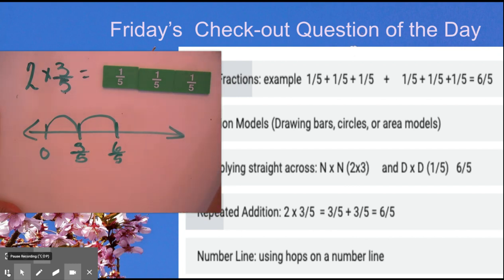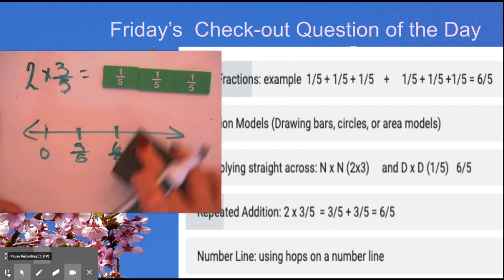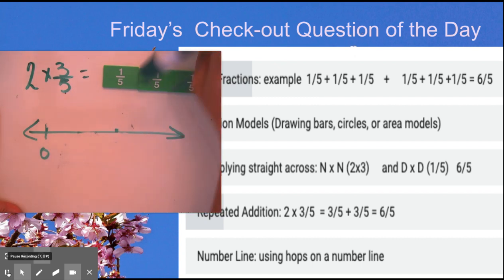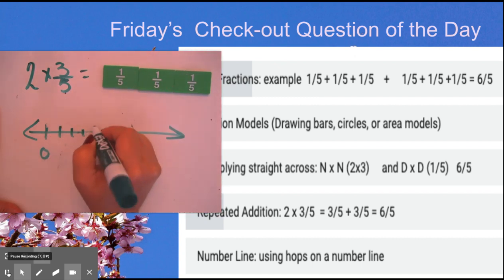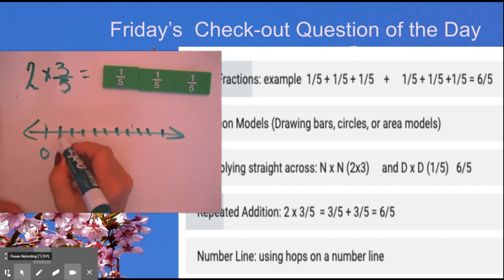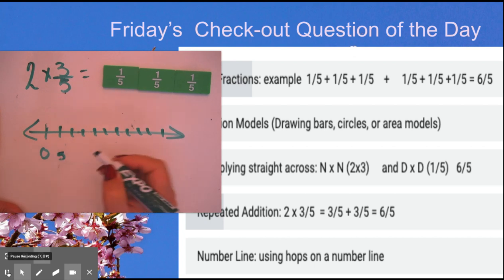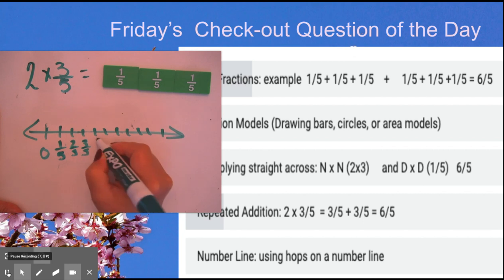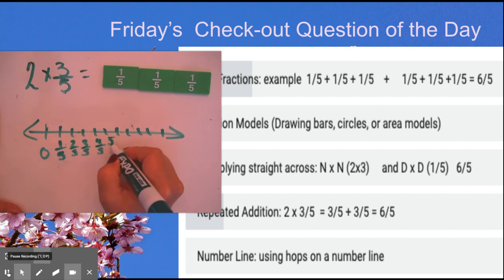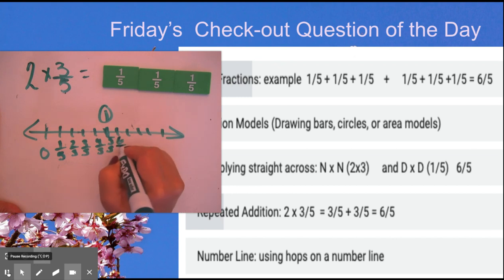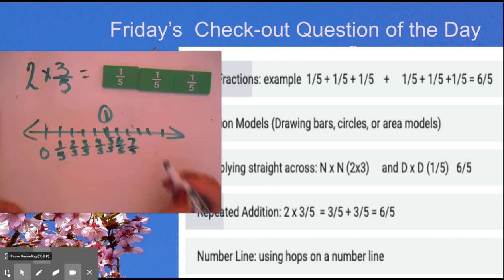Another way you could draw it, instead of doing the hops first, you could just go ahead and make a whole bunch of lines, and then count by your unit fractions. I know I need 5 pieces to make my whole. So 1/5, 2/5, 3/5, 4/5, 5/5, which is also one whole right here. And then 6/5, 7/5, and you can keep going. I'm going to stop there because we already know what the answer is.